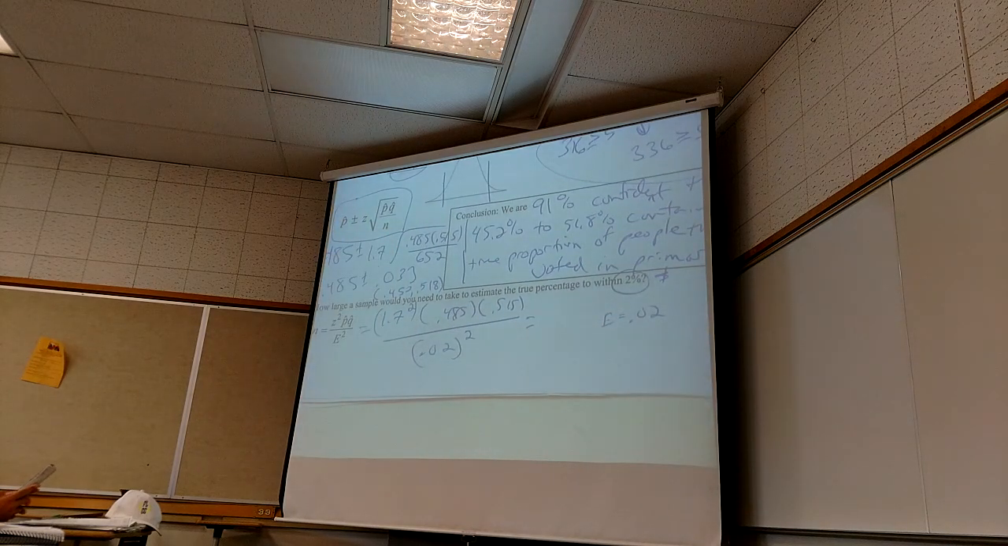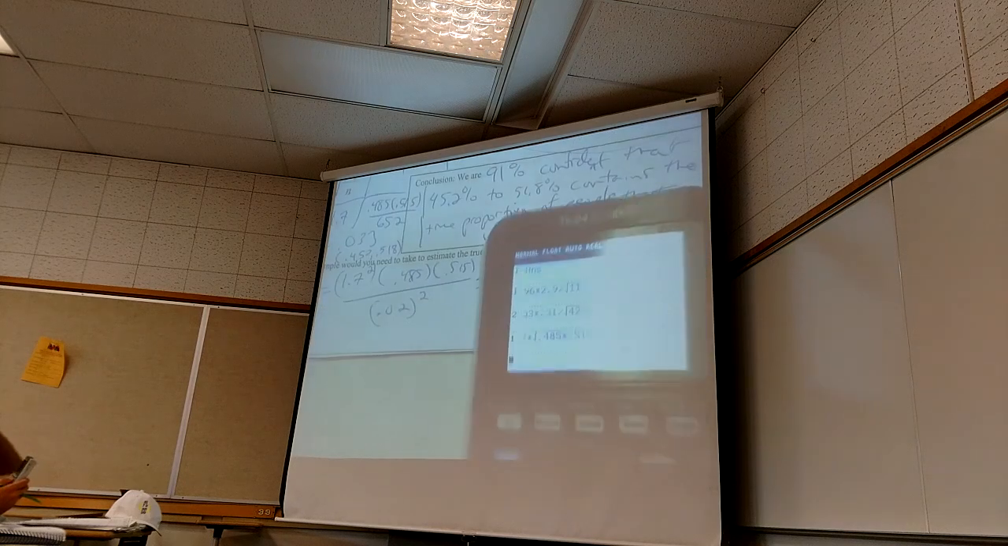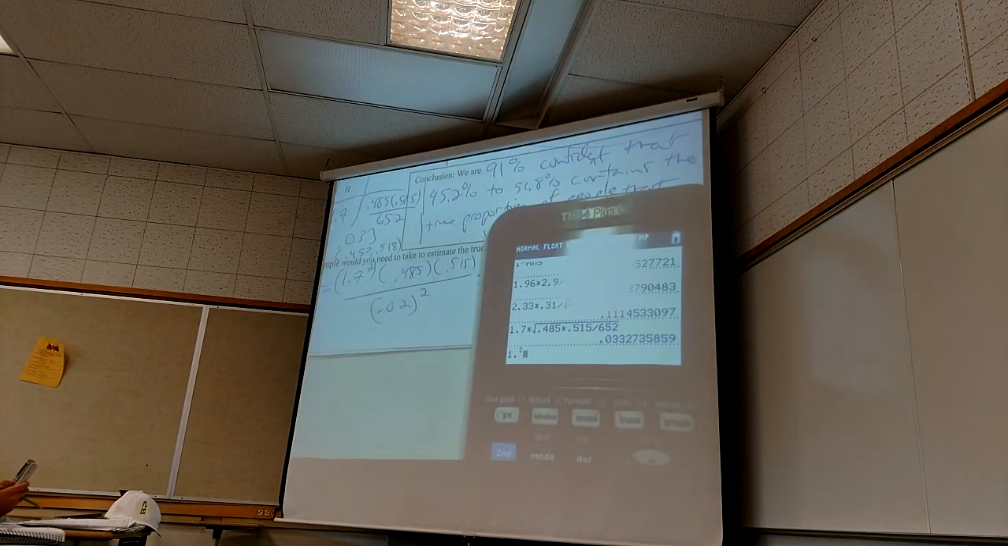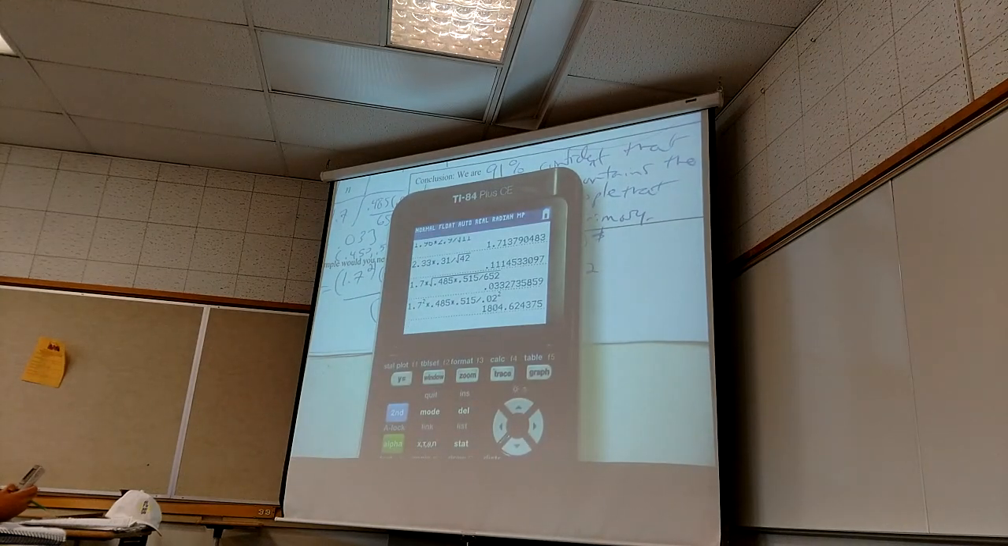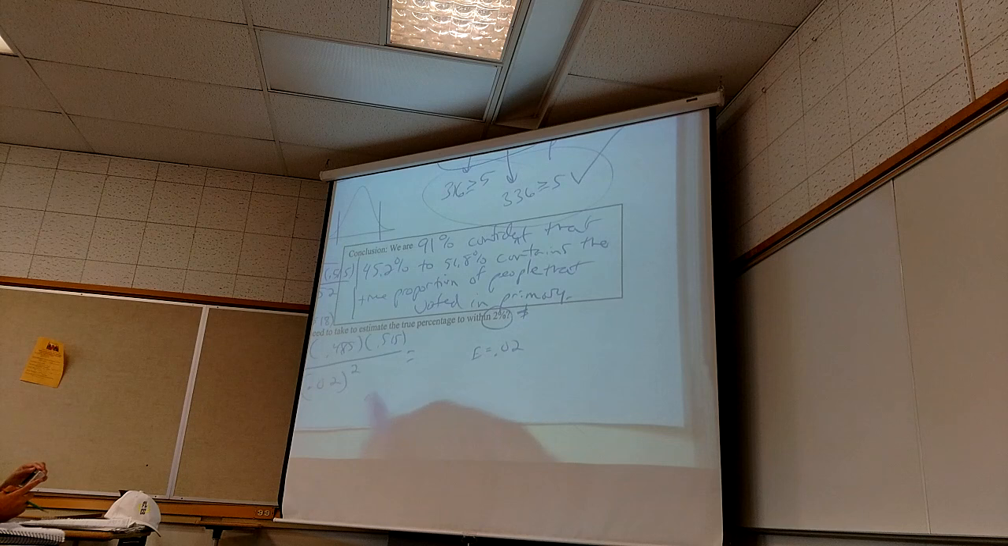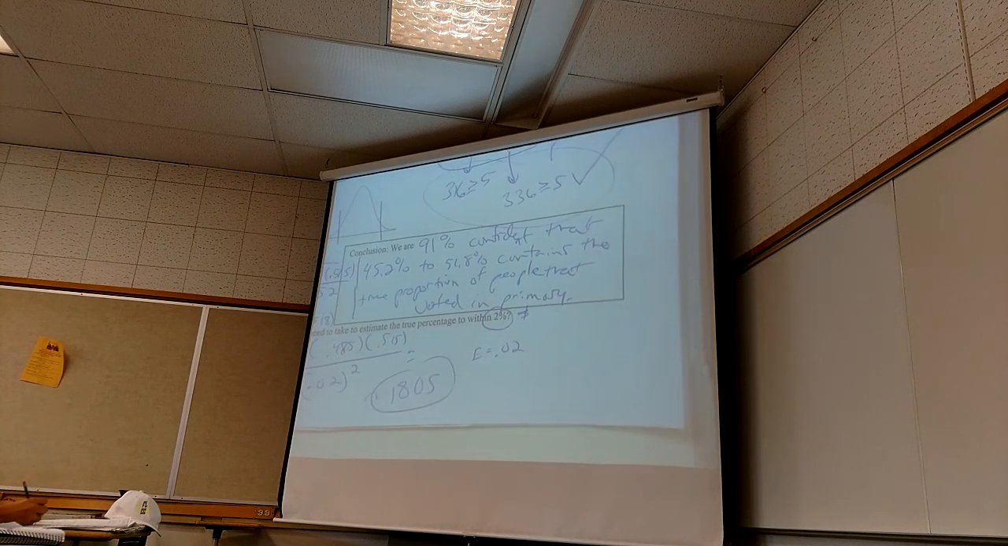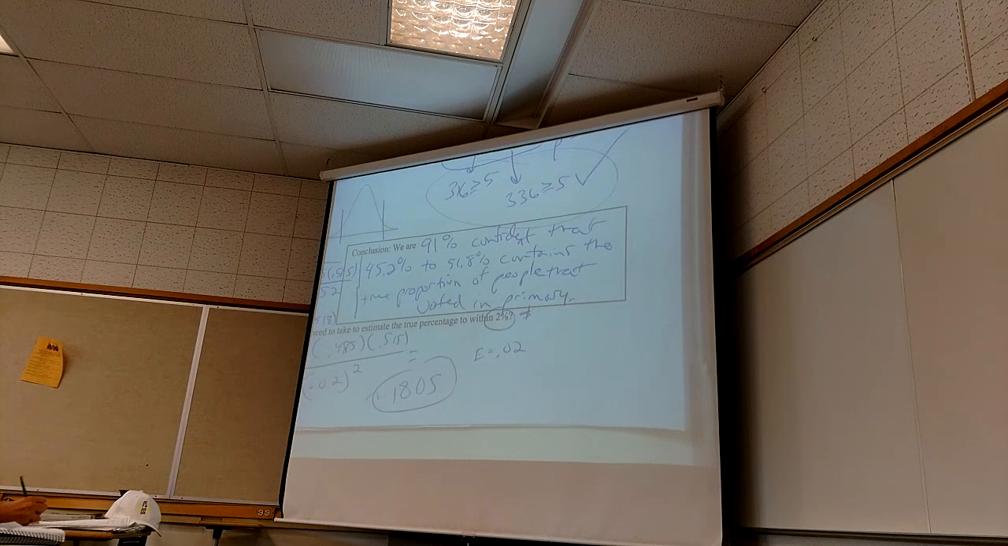So then what do you get here? Oh, I'm sorry. Did I steal your calculator? No, this is something else. Mine. I gave you yours back. You have to watch me when I take your stuff. So you're 1.7 squared. Oh, there. Never mind, I figured it out. Sorry. I get this. So 1805. So how large is the sample? So 1805. Okay.